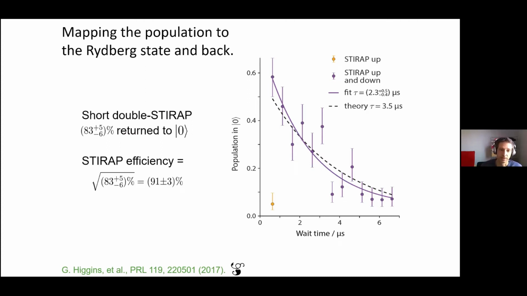We can then make a very, very short double STIRAP sequence going up and down very fast. And we see actually that we can transfer 83% population back to the ground state, which means that the STIRAP going up is at least 91% efficient. Actually, there was a theory paper from Nikolai Vitanov's group recently who showed that due to interference effects, it could be even higher than 91%. Okay, so we have quite a high efficiency for bringing the population to the Rydberg state.